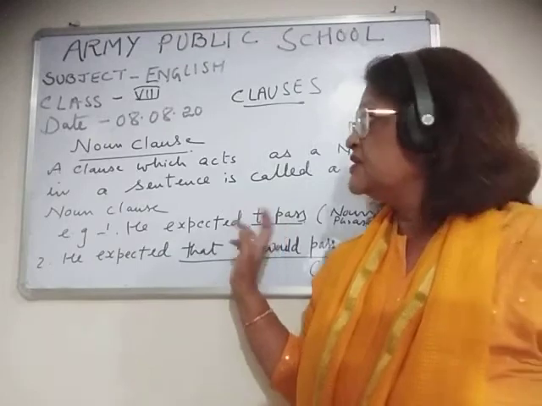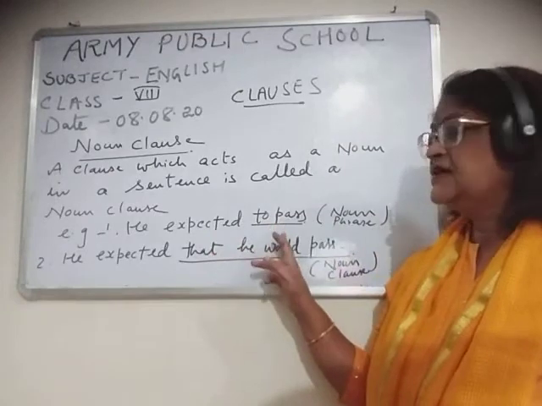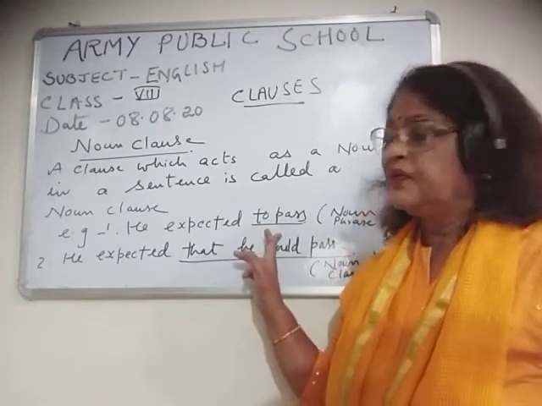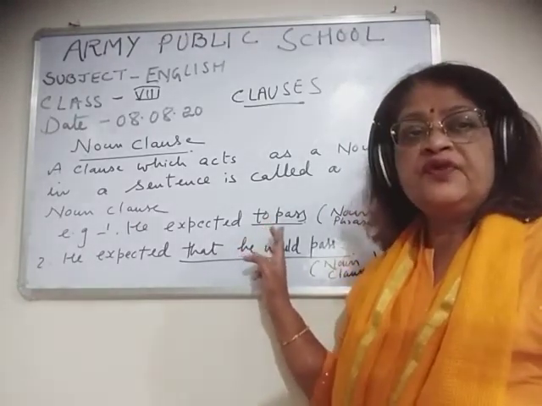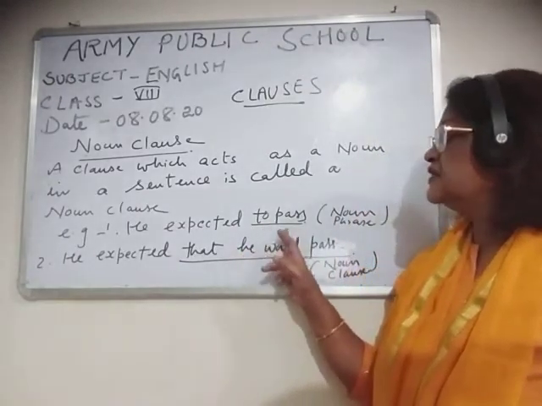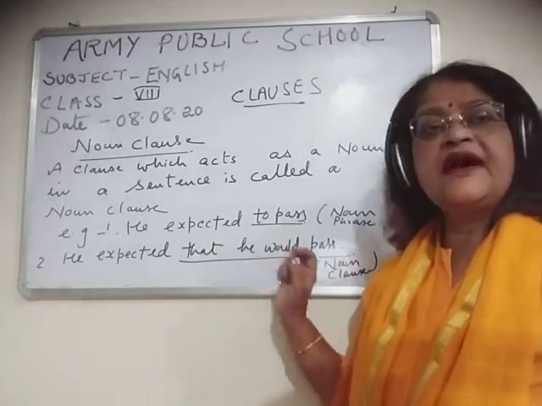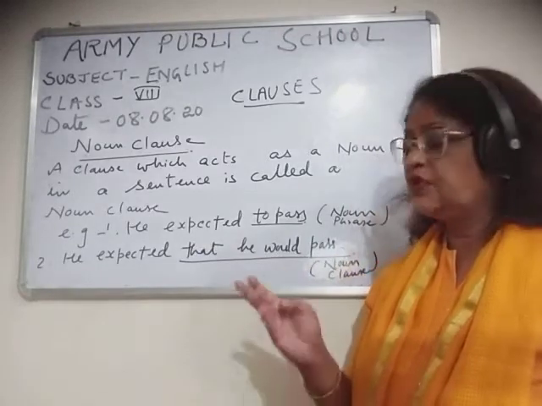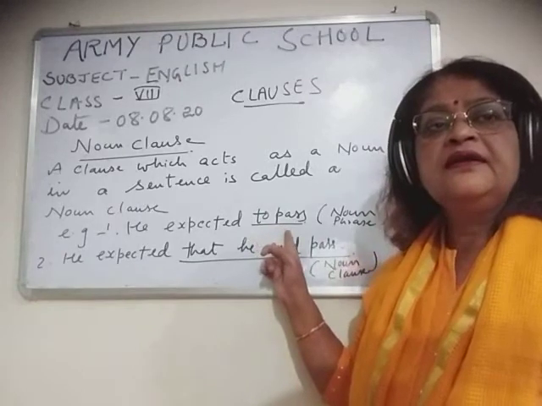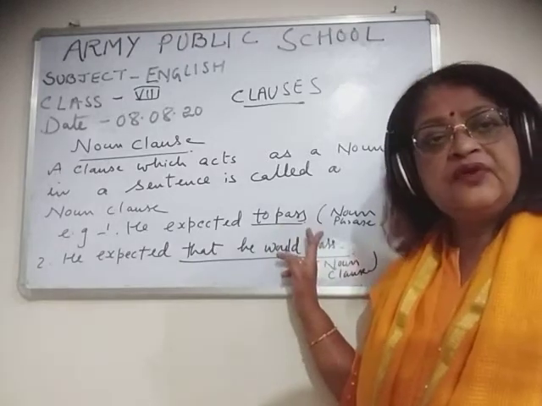Okay, now children, here expected is a verb and to pass is an object of the verb. And what is the object of the verb? Noun or pronoun. So to pass is acting as a noun phrase because, children, to pass doesn't have what? Neither does it have a subject nor any finite verb. So, he expected to pass. Here to pass is acting as a noun phrase.